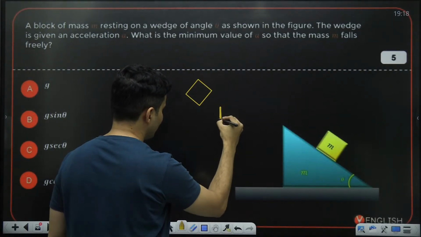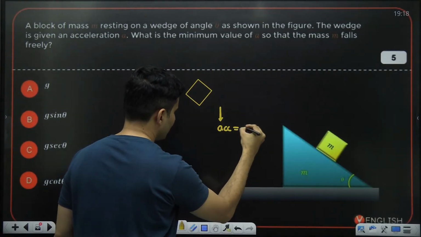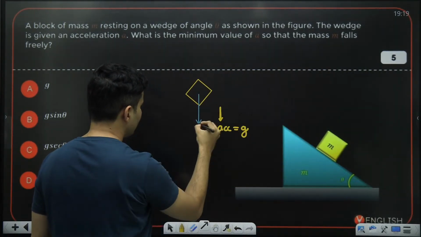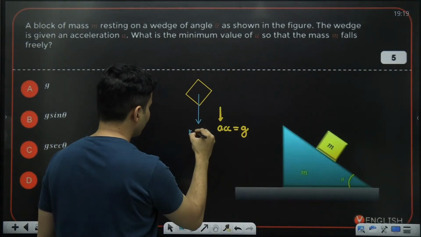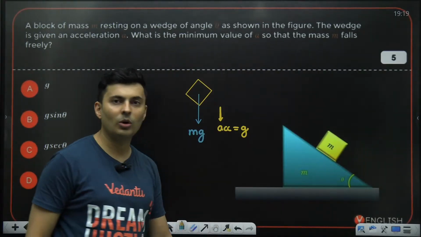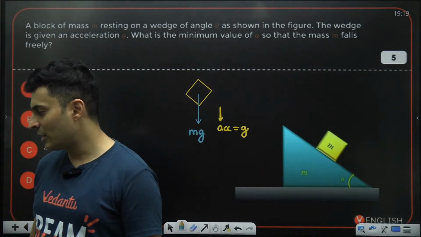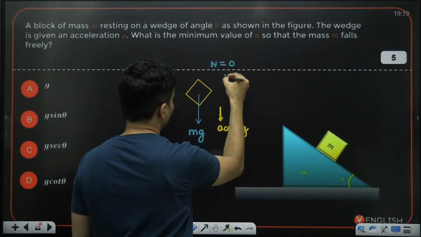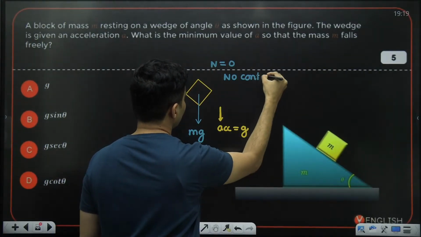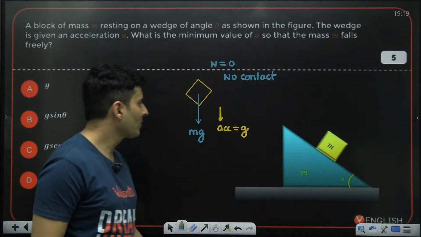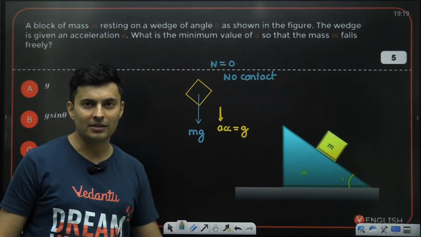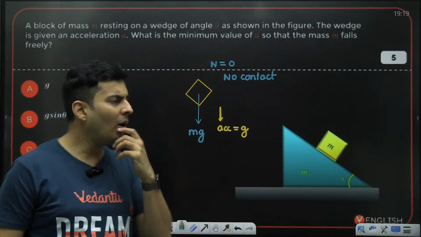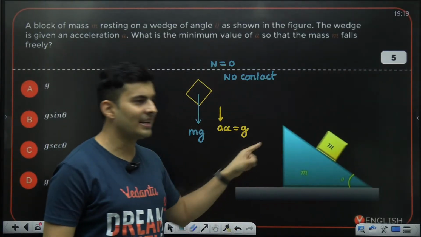That means the acceleration is just going to be g. That means the only force that can bother it is none other than mg. Nothing else can bother it. Normal force is absent. There is no contact. So it is just coming down with g acceleration. Oh, the box is coming down with g. So how can I figure out the wedge's acceleration?